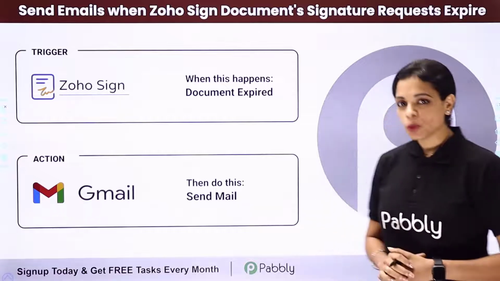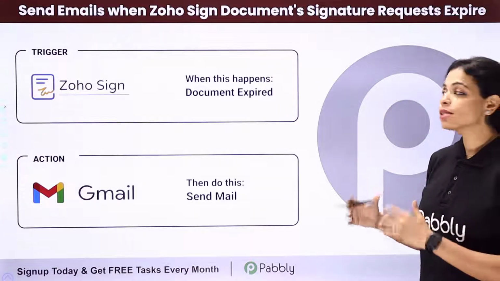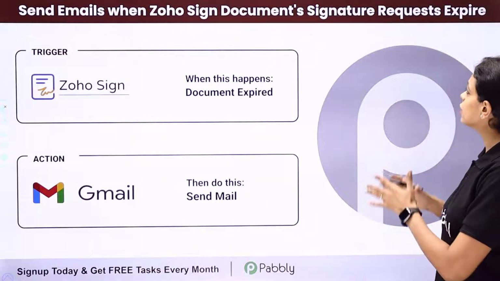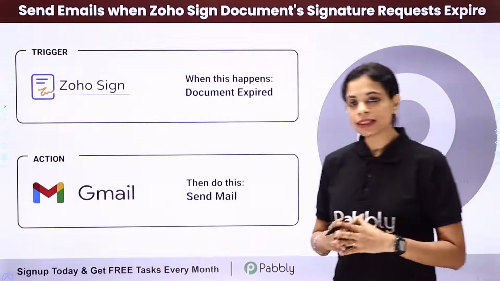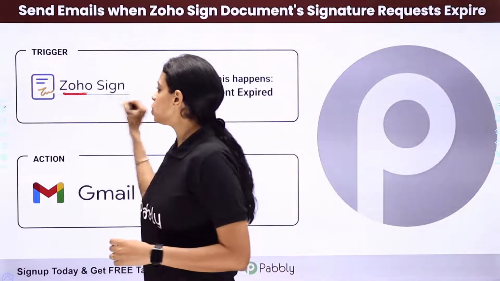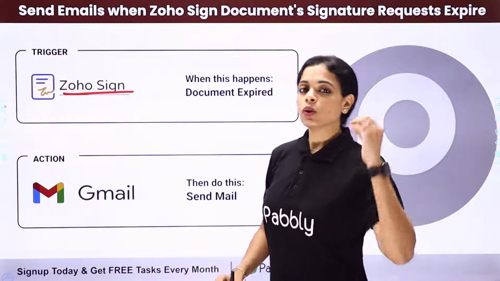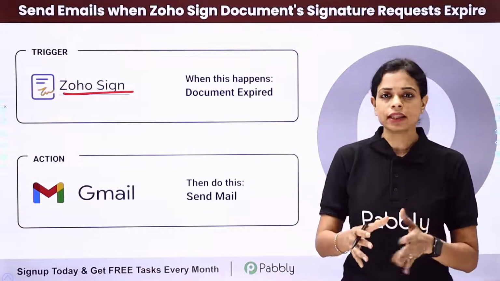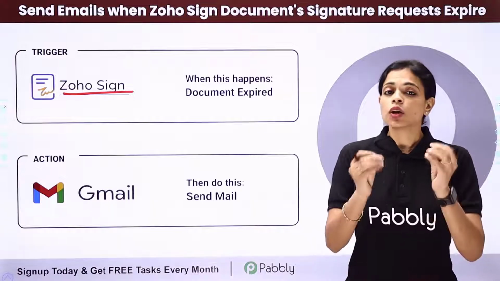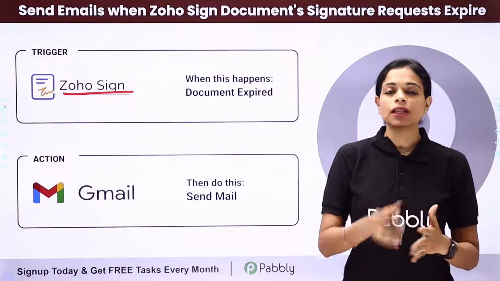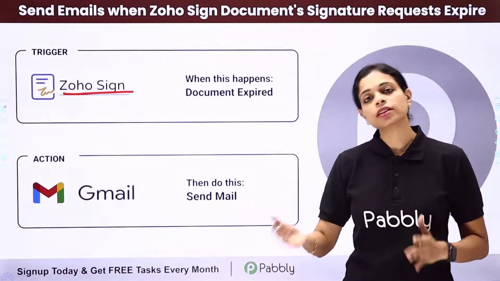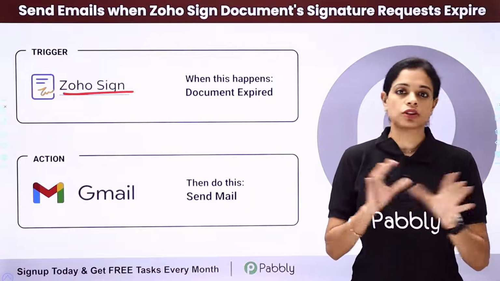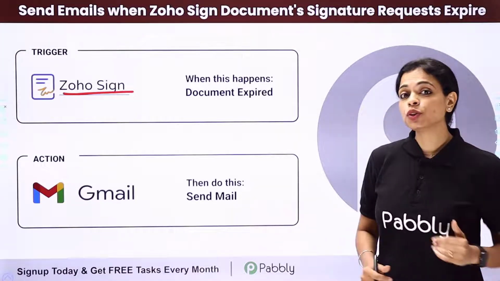In this video, we are going to see how to send emails when Zoho Sign document signature requests expire. So let's say that you're using Zoho Sign to get your document signed online. And if you have sent it to your client and suppose for some reason the client doesn't sign it and it gets expired, a mail should be sent through your Gmail to your client telling them about the same, that this document has been expired. How can you do that?